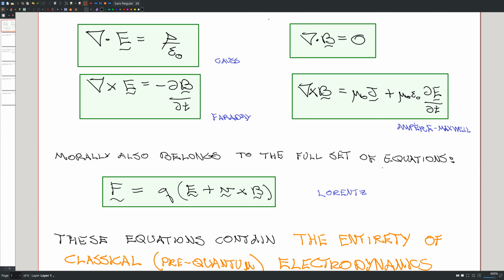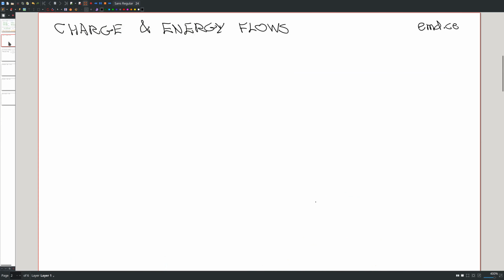So what can we do with Maxwell's equations? Well, we say that they contain essentially everything that we want to know about electromagnetic phenomena. Okay, so what about charge conservation? That's something we had discussed. We had a very important equation related to this, which was essentially the continuity equation. So where does that come from?